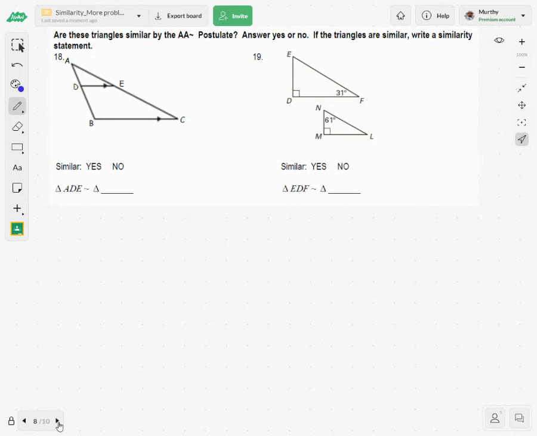Here, are these triangles similar by the AA postulate? Answer yes or no. If the triangles are similar, write a similarity statement. So, in the first figure, question number 18, I see that arrow marks are given here. These arrow marks are indicating that DE is parallel to BC.